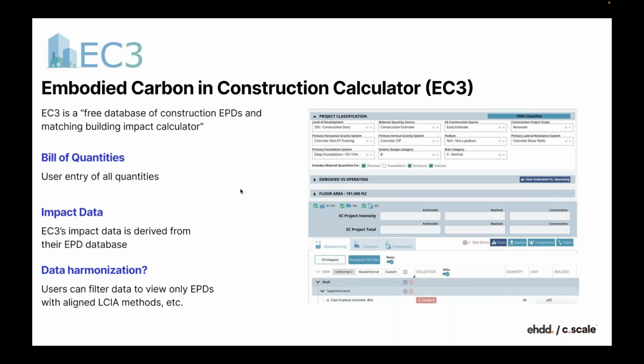Impact data in EC3 comes from the underlying EPD database, which includes data governed by many different PCRs, but it has this great ability to allow you to filter the EPDs to make sure they're coming from the same underlying PCRs. This helps deal with some of those data harmonization issues that are persistent right now in the space.